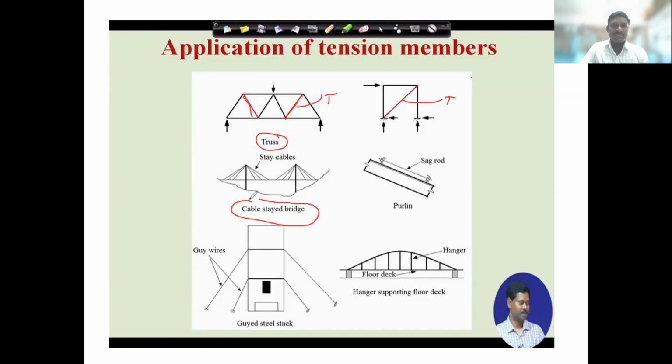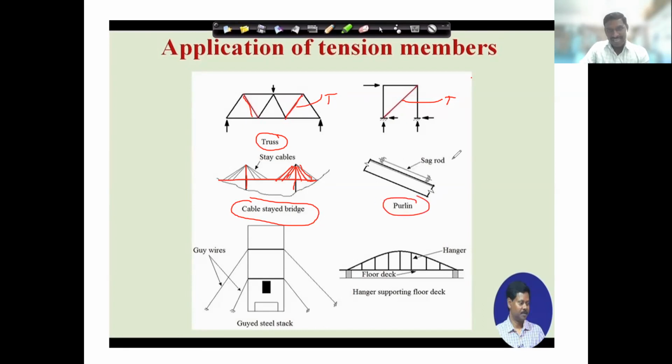Then the cable-stayed bridge, as I told you, or suspension bridges. So this is the column, and these cables are connected to it, and these cables are taking the load of this particular girder. This is one of the applications of the tension member. Then purlin.